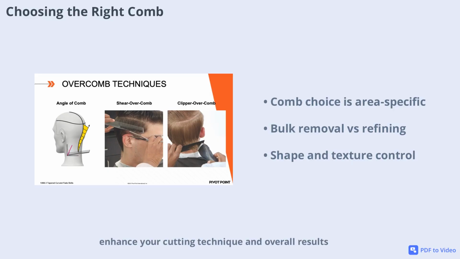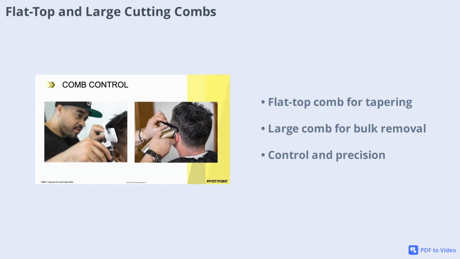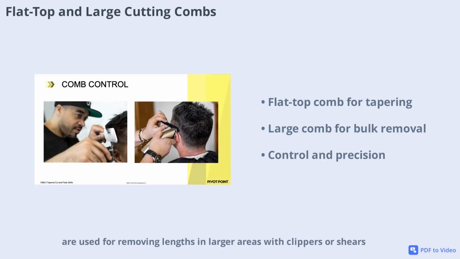Flat-top combs, also known as clipper combs, are used for removing lengths in larger areas with clippers or shears. They're ideal for tapering and creating flat-top cuts. Large cutting combs provide control when cutting large amounts of hair and are perfect for overcomb techniques during bulk removal. Their thicker spine ensures you don't cut too short initially. Understanding the purpose and benefits of each comb will help you achieve precise, professional results.